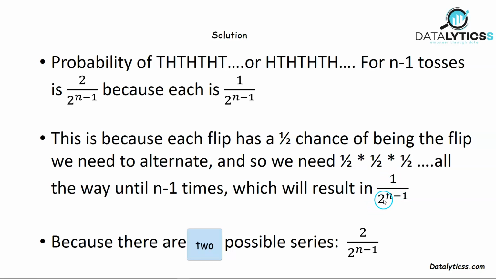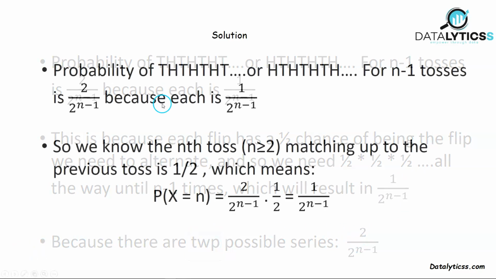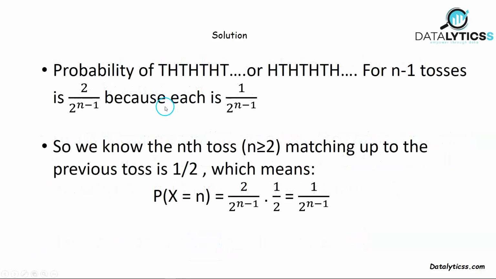n minus 1. And because there are two series, since you can throw tail first or head first, because there are two alternating series, you multiply 1 over 2 to the power of n minus 1 by 2. So you get 2 over 2 to the power of n minus 1. So we get this generalized series.